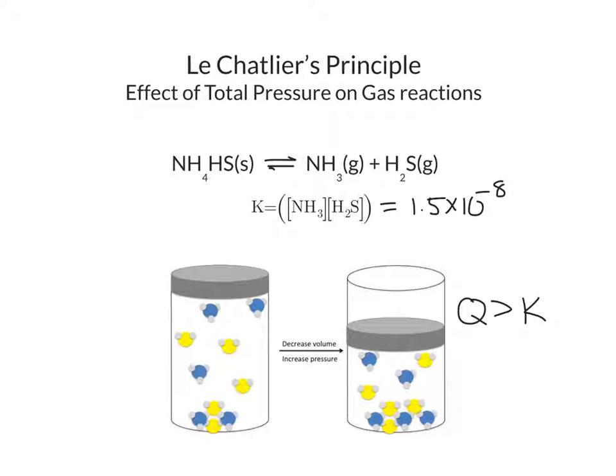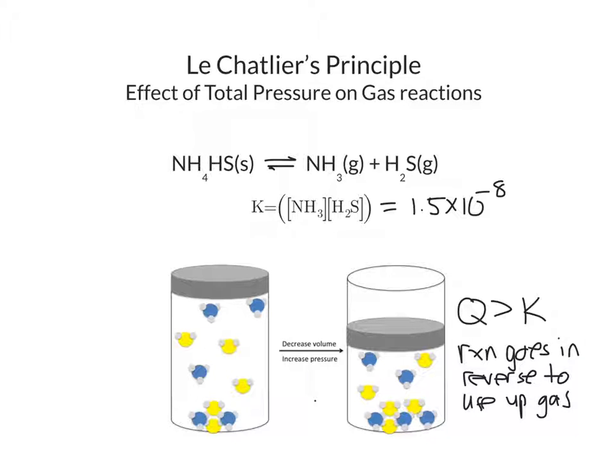That means that we have to do something to reduce the value of Q, and the only way to do that is to reduce the concentrations or pressures of NH3 and H2S. So the reaction is going to go in reverse to use up the gas and form the solid.